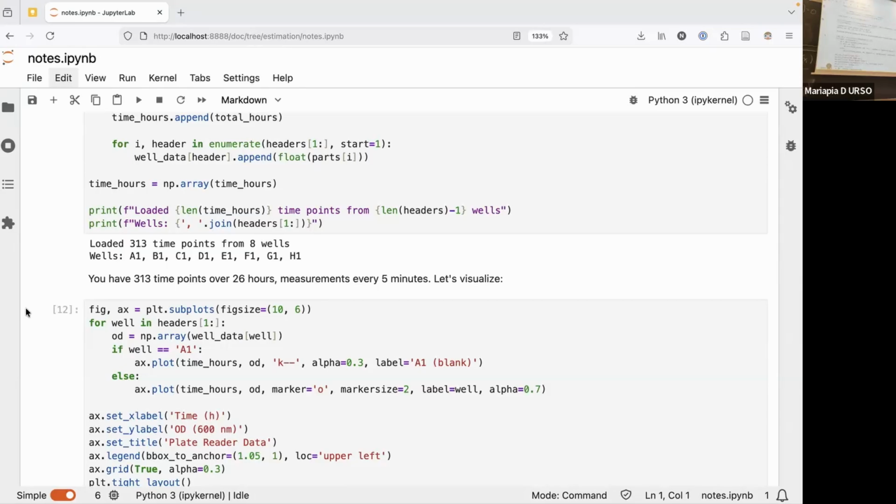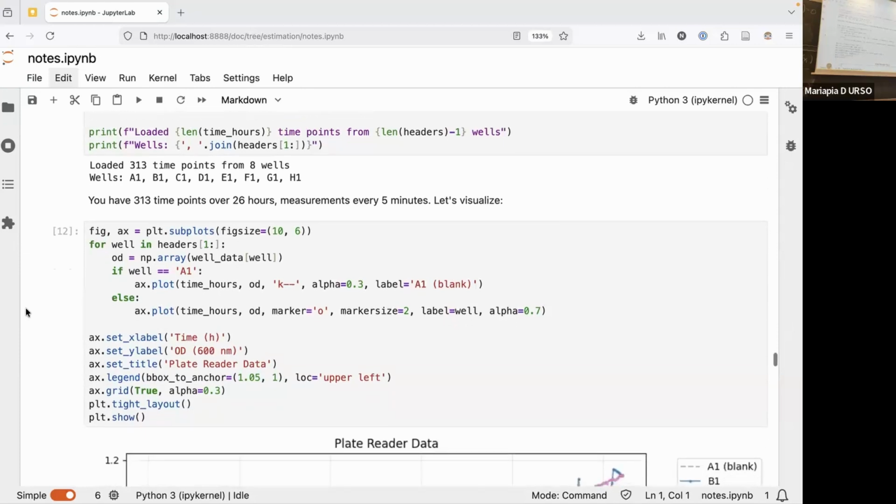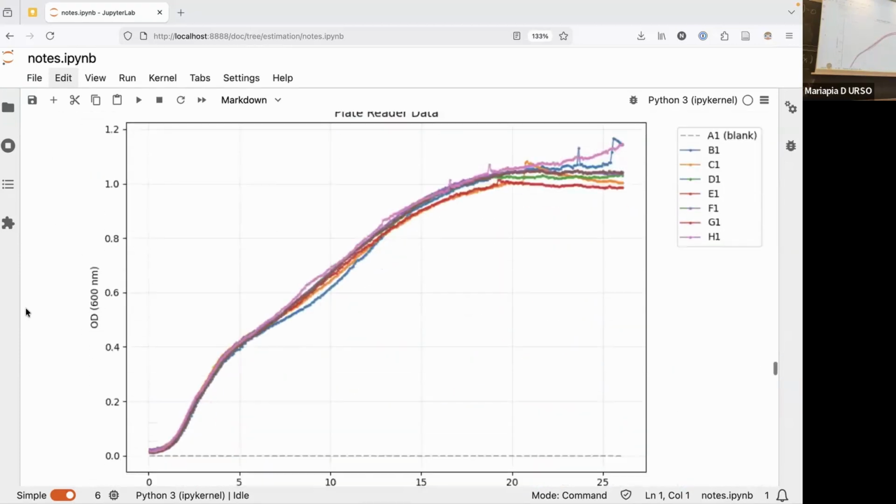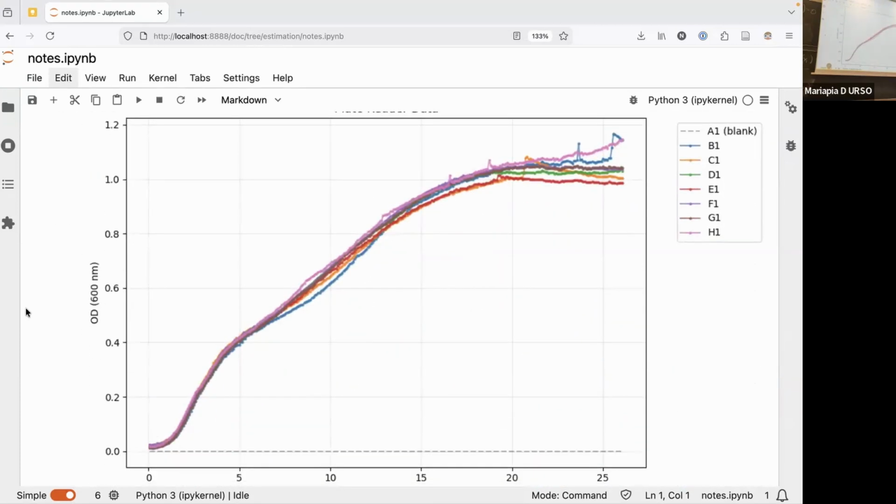Okay. Yeah, and it's over 26 hours. Every 5 minutes, that comes down to more or less 213 time points. And this is just a graph of all these things. We have 7 of the curves here. We have one of the curves, which is the blank with the control, so there's no bacteria in it, just to calibrate. Here at 0, of course. It has to be 0 because that's what we define it to be. We subtract A1 from everything. And here we have the growth curves. And let's just pick one of them and try to parameterize.